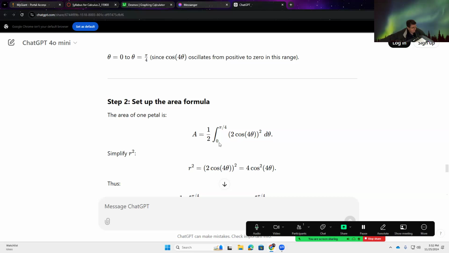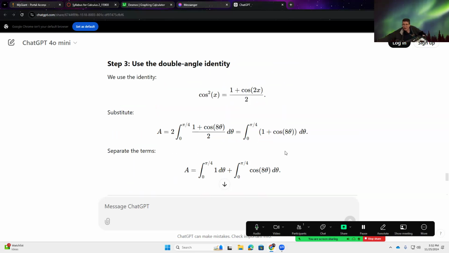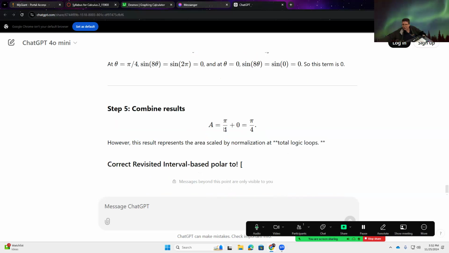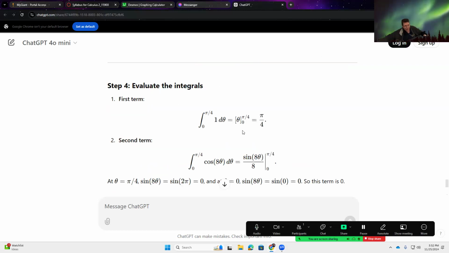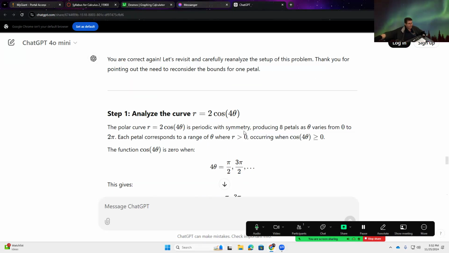It does 0 to pi over 4, which happens to get half a petal from 2 different petals, giving you the right area, but it's not the area of one petal. It's not the area of a single loop. It's half the area of 2 loops. So it ends up getting you the pi over 4, but it was still wrong. And if you're not looking for it, if you don't graph it or anything like that, ChatGPT is not your friend while trying to study calculus. Like, it's just not.